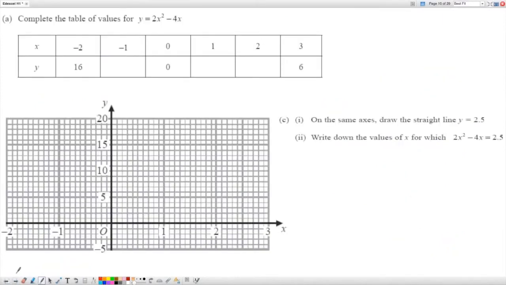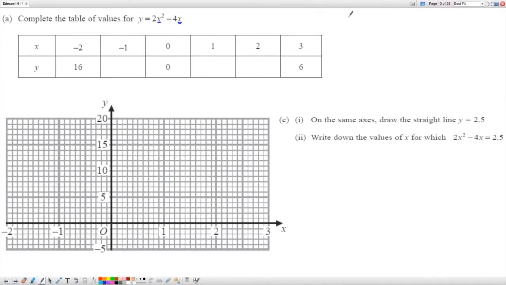Here we have a quadratic graph. We need to plot the values on our graph here, and then we're going to use our graph. So let's take a look here at the missing values in the table. We've got x being equal to -1. So we need to replace our x here with -1 and here with -1.